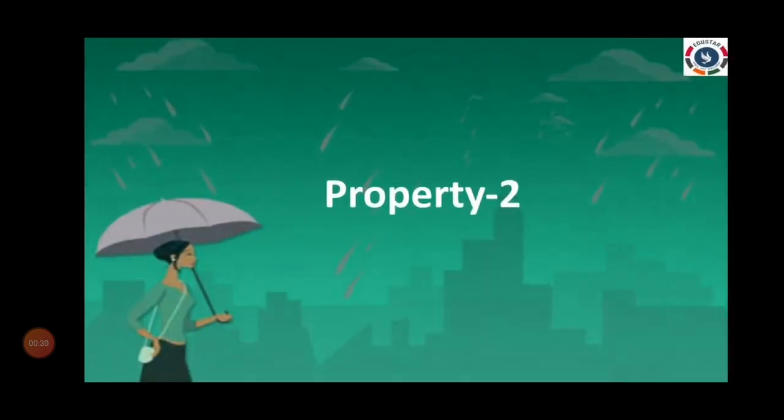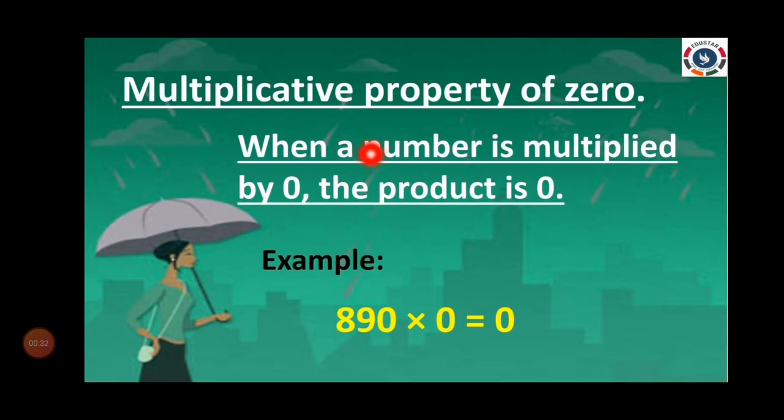Then property 2, the multiplicative property of 0. When a number is multiplied by 0, the product is 0. So whatever we are multiplying by 0, you get the answer 0. Example, 890 into 0 is equal to 0.